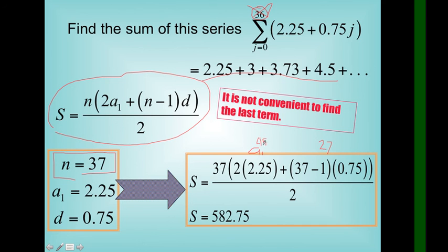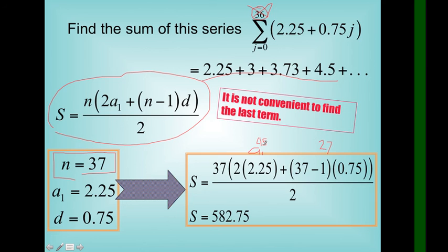So we have, what's the answer? 4.5 plus 27. That's 31.5 times 37. That's 1003.5. Can you follow? And then divide it to 2. That's 500. Oh, wait lang. There's something wrong with my computation. I'm sorry. 2.25. Let me check again.